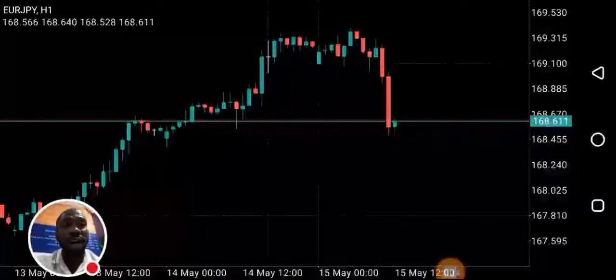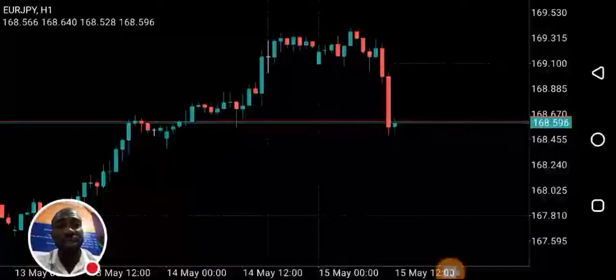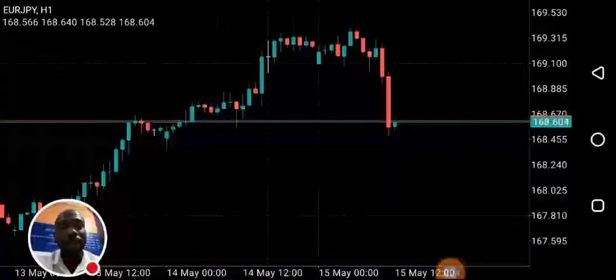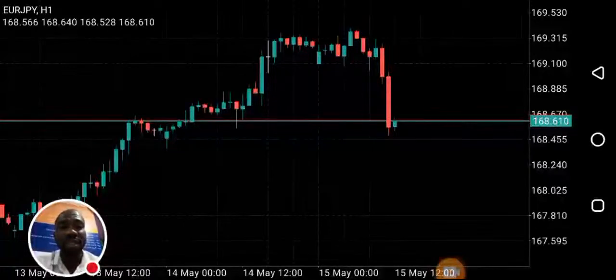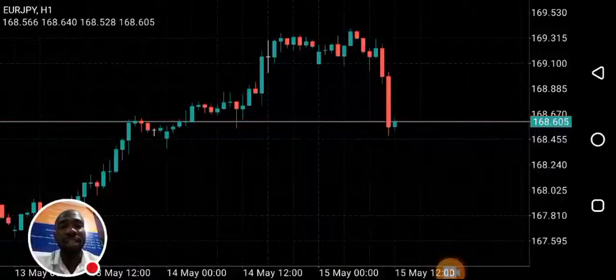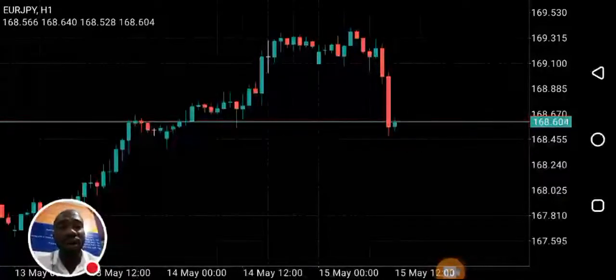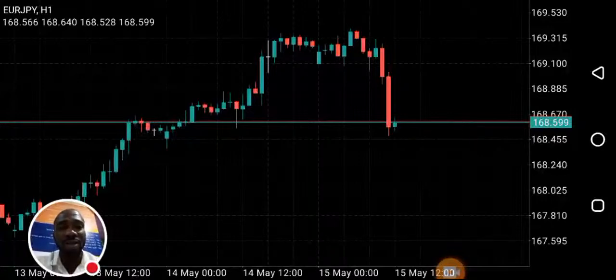It's one of the reasons your account is not growing. You are buying GBP USD, you are selling Euro USD. You are buying AUD USD, you are selling Euro USD. Your account won't grow because both pairs are positively correlated. So you make profits on one, you make loss on the other one. At the end of the day, you are just breaking even. The account is not growing.